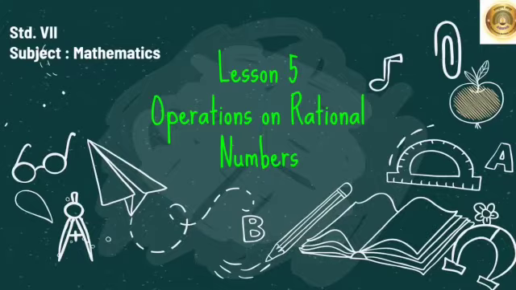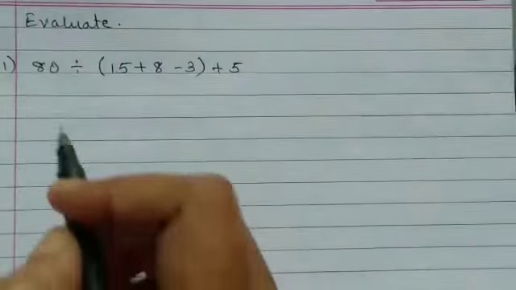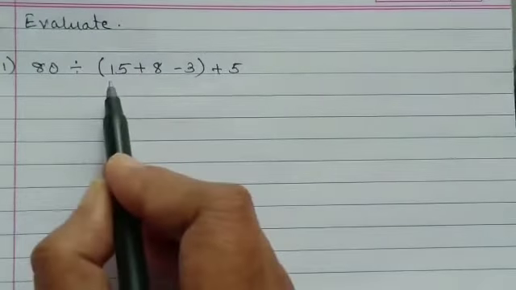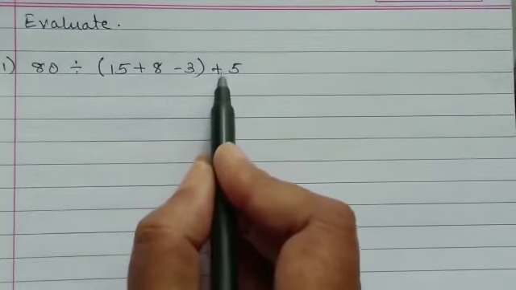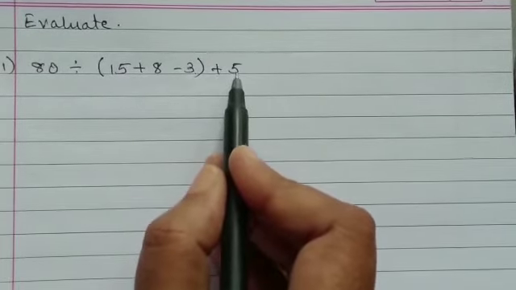We continue with lesson number 5, Operations on Rational Numbers. Today let's try to simplify a few more expressions. The question is 80 divided by [15 + 8 - 3] + 5.